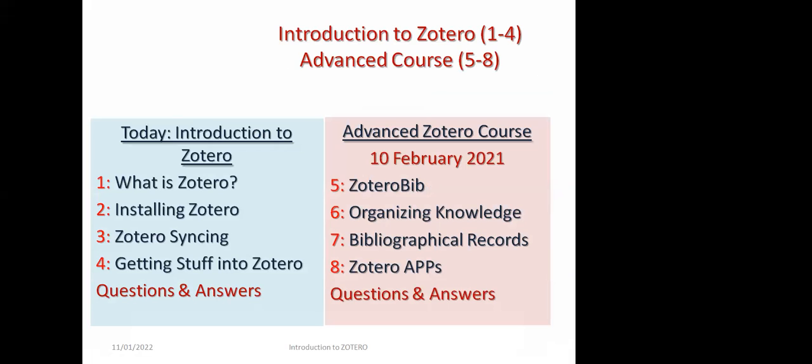In the first four points, we will discuss what Zotero is, how we can use it, and how we can summarize research papers, case studies, books, magazines, online journals, etc. Then, getting stuff into Zotero: how we can convert our files which are available online. We go into the details of it in the advanced course. You will find Zotero Bib, the bibliography, organizing knowledge, bibliography records, and Zotero apps. If you observe the UI of Zotero, you will come to know what it is all about.